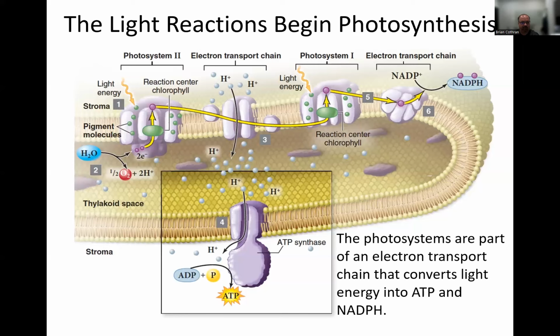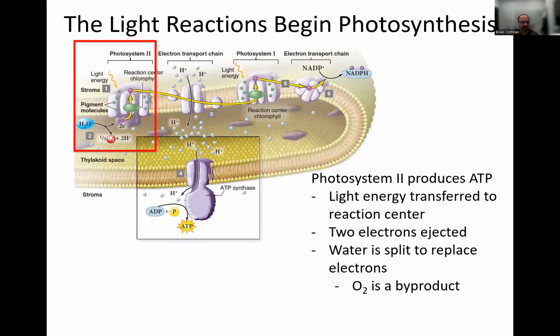So you see the broad overview here of what we've got going on. We're going to go through each of these stages individually and talk about them. But you see we go photosystem 2, electron transport chain, photosystem 1, electron transport chain. So the first step, photosystem 2, produces ATP. Again, it produces that energy carrier. The first thing that happens is light energy comes into this reaction center, and there are electrons housed here from the splitting of water molecules. Water splits and supplies these electrons.